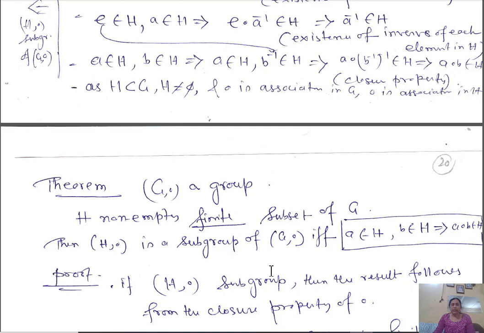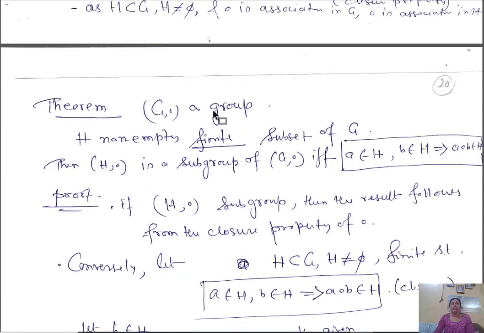Okay. And another thing is, if (G, ∘) is a group and H is a non-empty finite subset of G, then in that case H forms a subgroup of G if and only if a ∘ b belongs to H holds for all a, b belonging to H. Simply showing this closure property is necessary as well as sufficient for this finite subset to be a group.